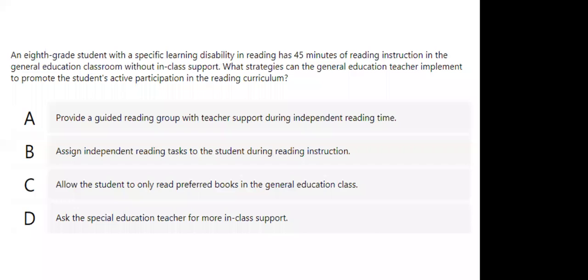Let's look at the next question. Remember, this section is planning and the learning environment. An 8th grade student with a specific learning disability in reading has 45 minutes of reading instruction in the general education classroom without in-class support. What strategies can the general education teacher implement to promote the student's active participation in the reading curriculum?